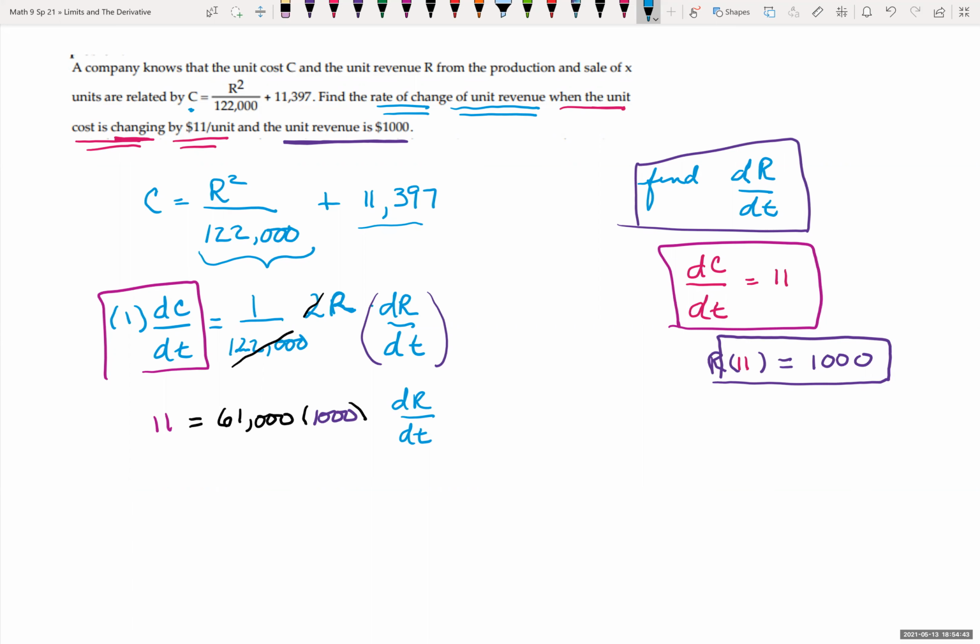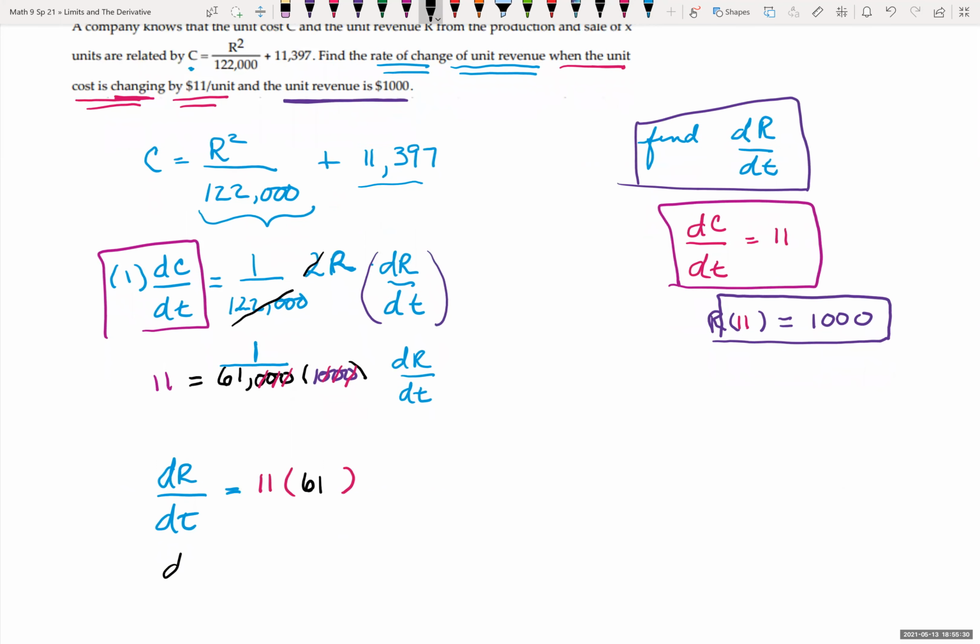This seems way, something's off. Oh, I know why. Something's off because this is way too small. This should have been 1 over 61,000 times 1,000. So let's simplify this a little bit more. 3 zeros cancel. So this is really dR/dt is equal to 11 times, we can multiply both sides by 61. So 61 times 11 gives us 671.